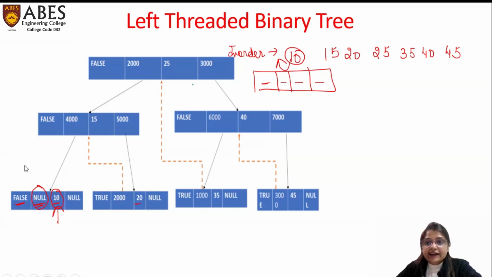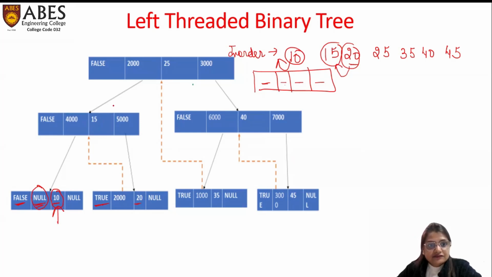This is 20. Let us find out, is there any in-order predecessor? Yes, 20's predecessor is 15. And we can use the threading concept here. This Boolean value will become true because we are using the left threading concept here. And this null pointer, which was earlier null, will be replaced by the address of the 20's predecessor, which is 15.